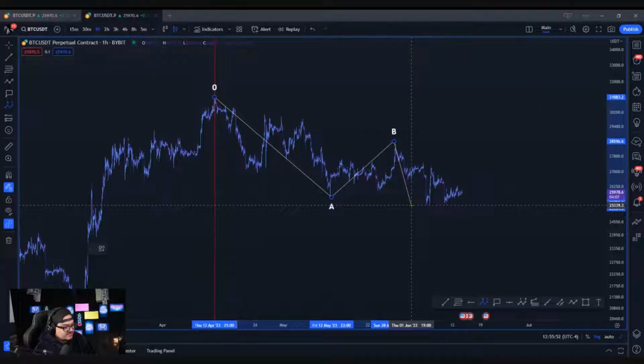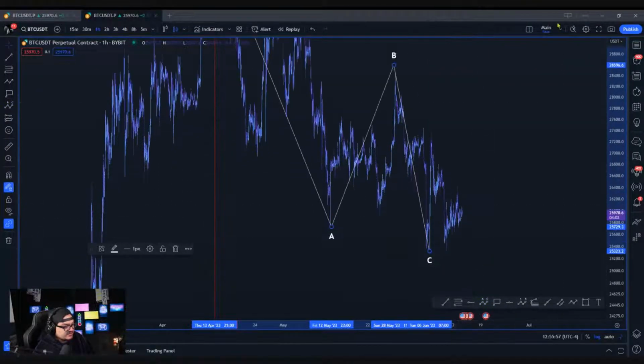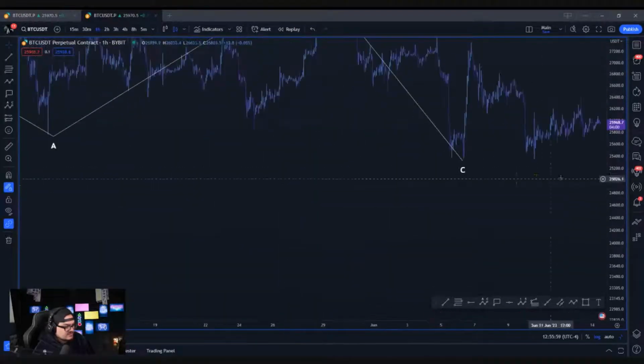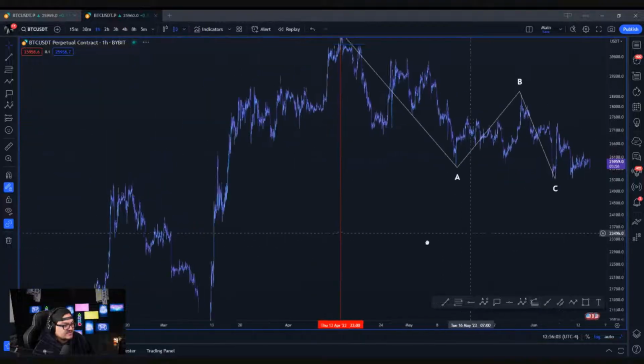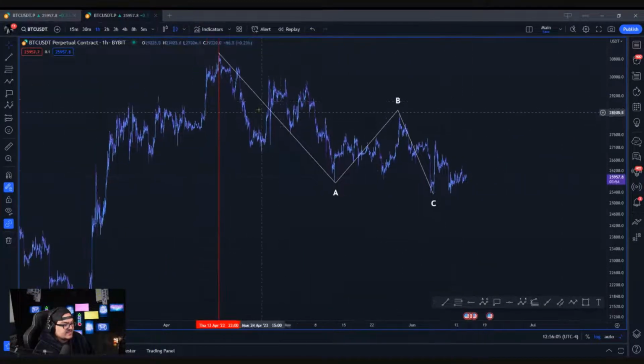Did it put in a double bottom? I have to double check. I'm pretty sure that is the low. Let me just double check, actually. Yes. Okay. That is the low. That was great. So we currently have an A to a B to a C situation.